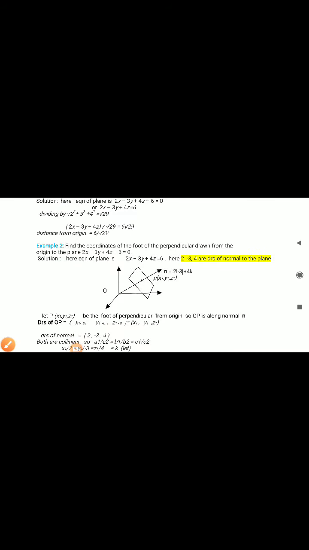Now here is another example. Find the coordinates of the foot of the perpendicular drawn from origin to the plane 2x minus 3y plus 4z minus 6 equals 0. One method was there: we find direction cosines by dividing by the square root of 2 squared plus 3 squared plus 4 squared, and then the distance from origin will be d. So ld, md and nd will be the coordinates of the foot of the perpendicular.